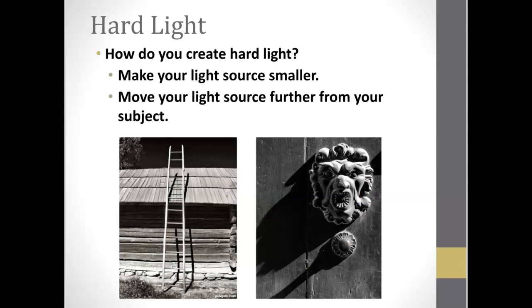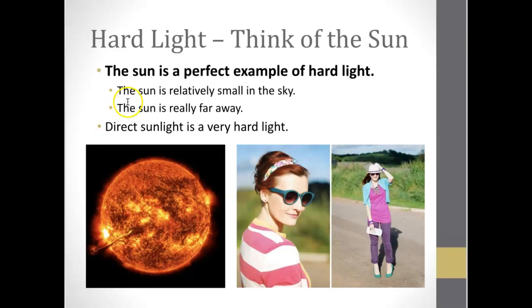How can we make hard light? Well, you can make your light source smaller, or you can have it further away from your subject. So our example in these two pictures are sunlight, and the sun is very small in the sky and very far away from us, so it produces a very hard light. That's what the slide is saying. Perfect example. So these two images here are showing direct sunlight on a subject, and the shadows that we see are very, very sharp.